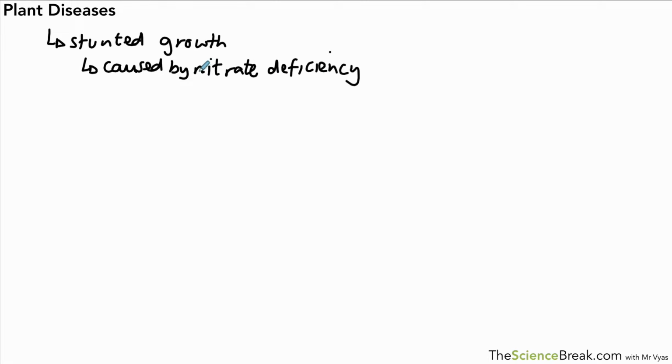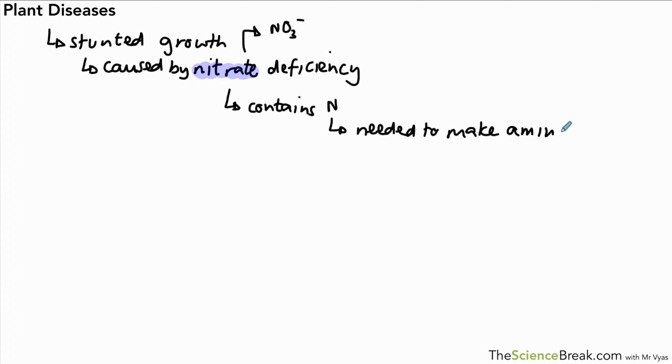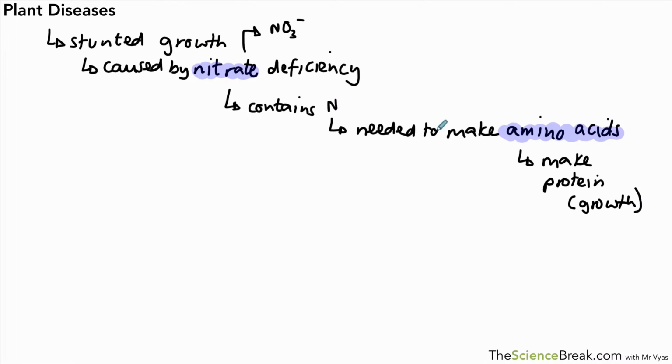And nitrate you might see sometimes written as NO3 with a small minus. That's just to show that it's a nitrate ion. And nitrates are really important because they contain an important element, which is nitrogen. Nitrogen is needed to make very important chemicals called amino acids. We've looked at amino acids in a previous video when we were talking about digestion, and also ribosomes in the cells video. But nitrogen is needed to make amino acids. Amino acids make proteins by a process called protein synthesis, and proteins are needed for growth. So if we don't have nitrate ions, we don't have nitrogen, which means a lack or a reduced amount of amino acids, and therefore less protein, and therefore we could have stunted growth.